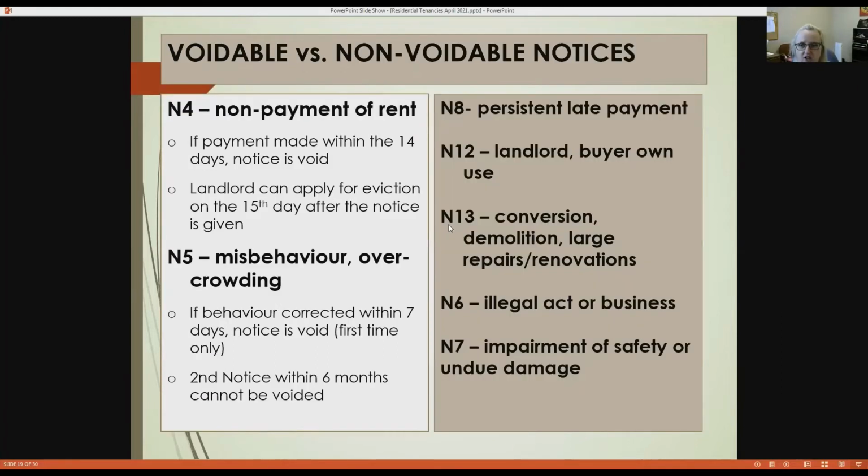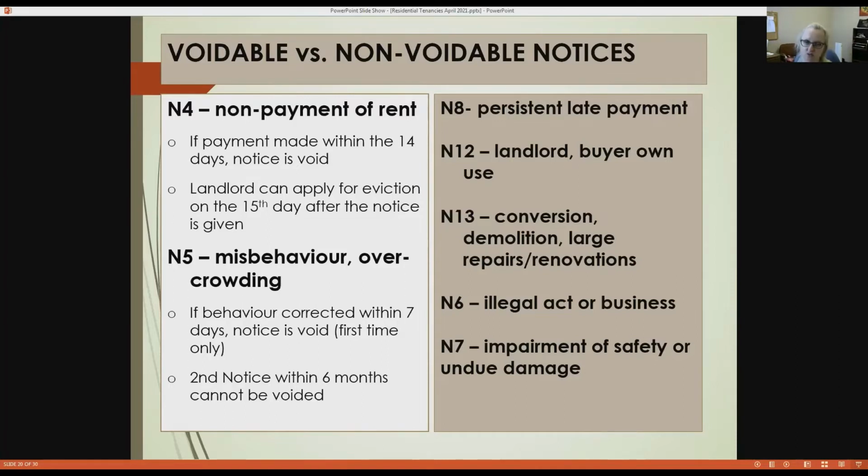Some notices are voidable, which means that if you comply with what the notice is asking you to do, it's done and your tenancy is safe. Those ones you have to do it by a certain date, and it's important that if you did void the notice in any way, shape, or form, you keep evidence to that effect.